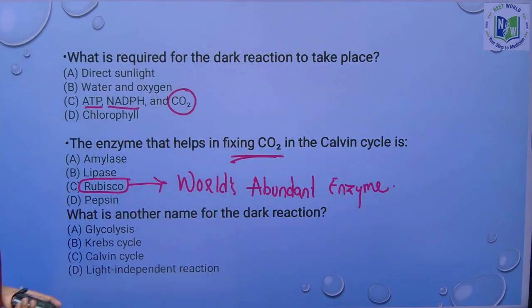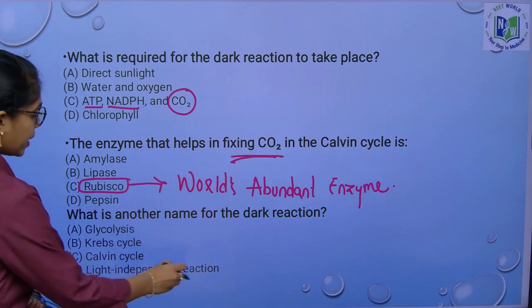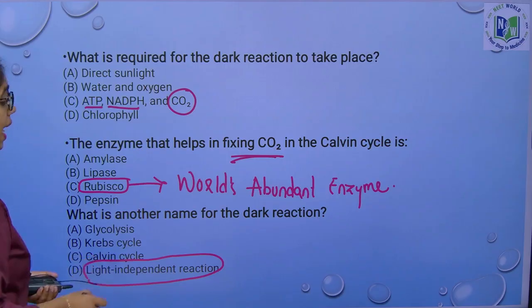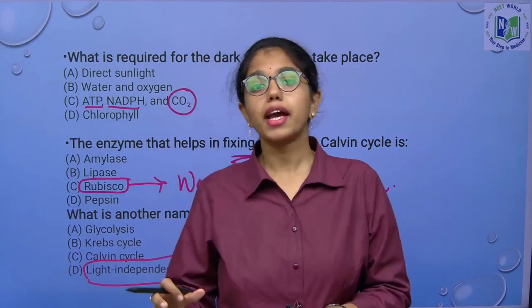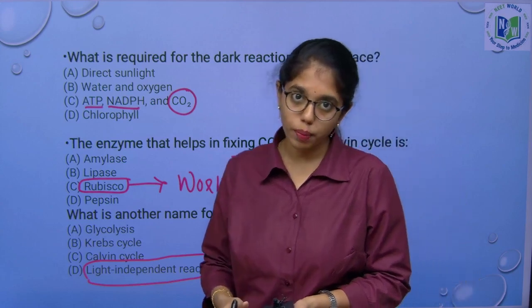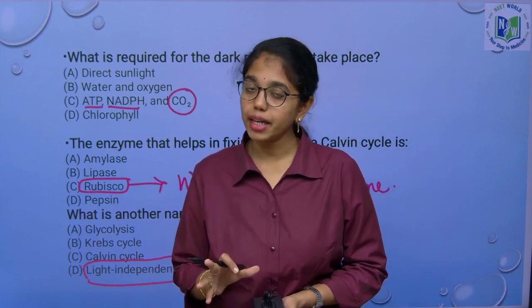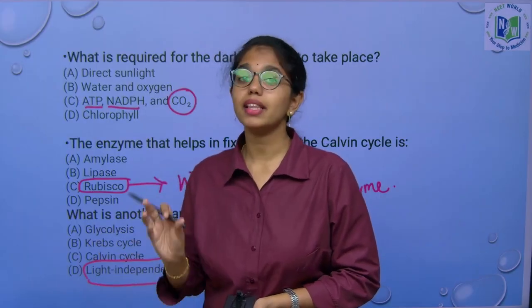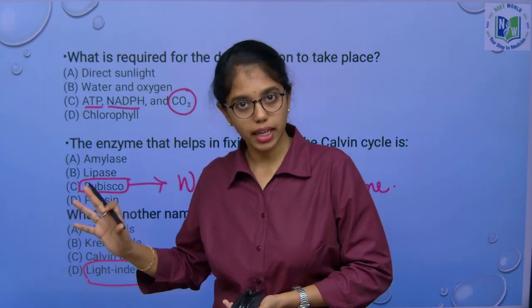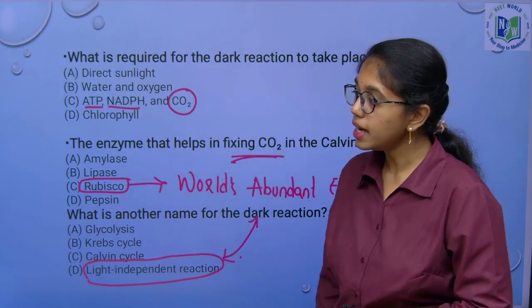Fine. What is another name for dark reaction, ma? Light independent reaction. This is another name for dark reaction. Calling light independent reactions as dark reaction is a misnomer because it doesn't take place in dark. It is called light independent because it is not directly dependent on light, which doesn't mean that these reactions take place in dark. So calling it like that is a misnomer, but still we use it as a synonym.